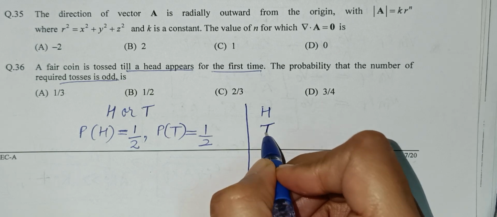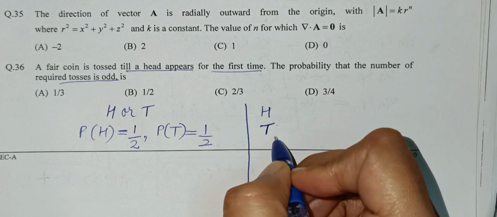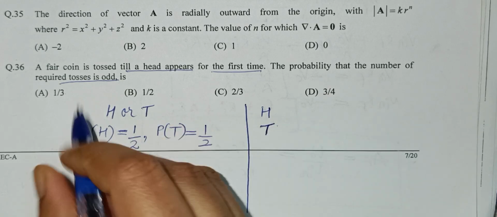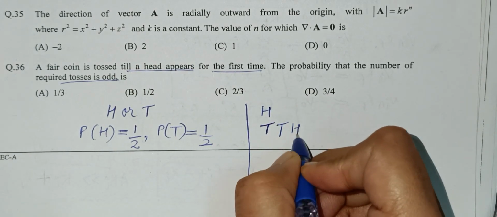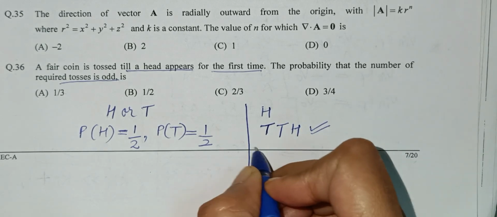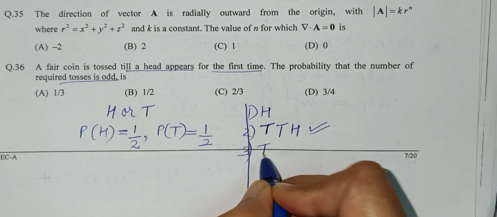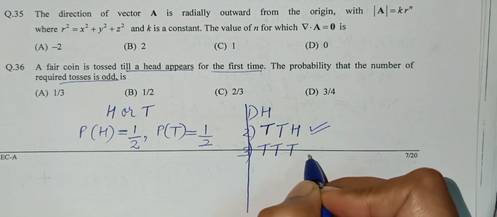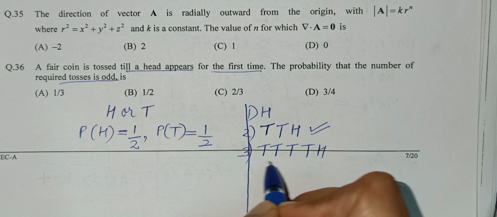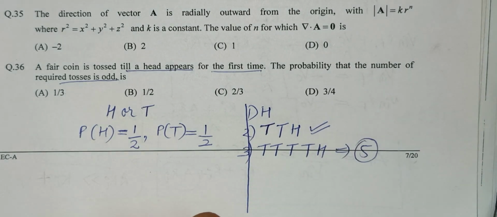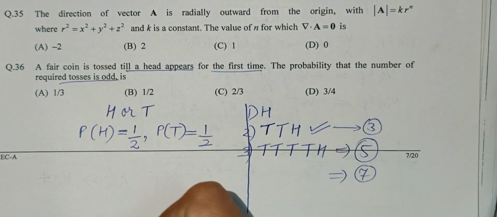So if the first toss outcome is tail, you will again toss the coin, but you will not put head here because the required number of tosses is odd. So you will again get tail, and then if you get head, you will stop. Suppose this is first, this is second and third. Because the number of tosses is odd, you can again write T, T, T and again T, H. So here you can say that there are 5 tosses, there are 3 tosses, then there will be 7 tosses, and so on.